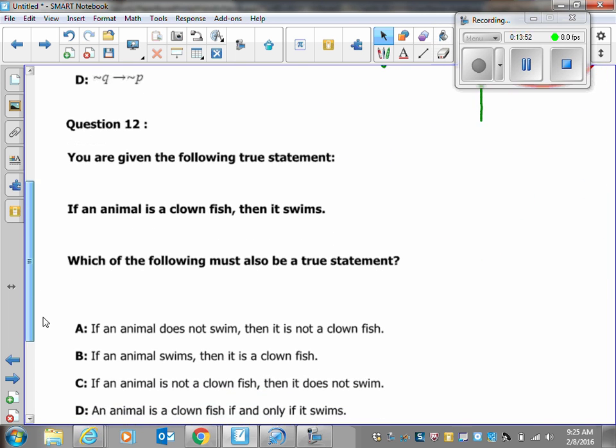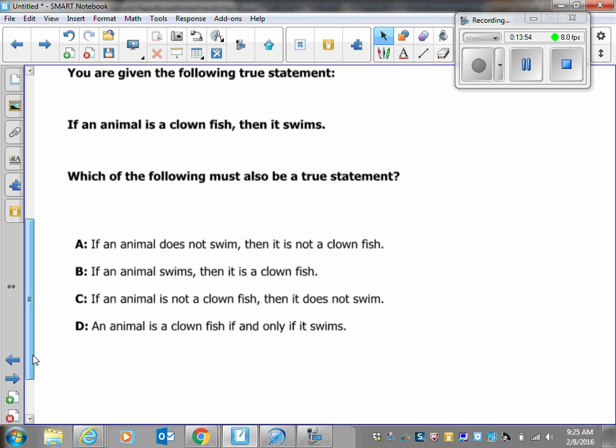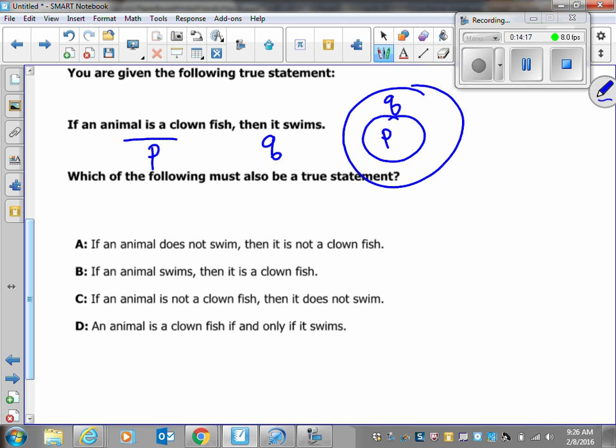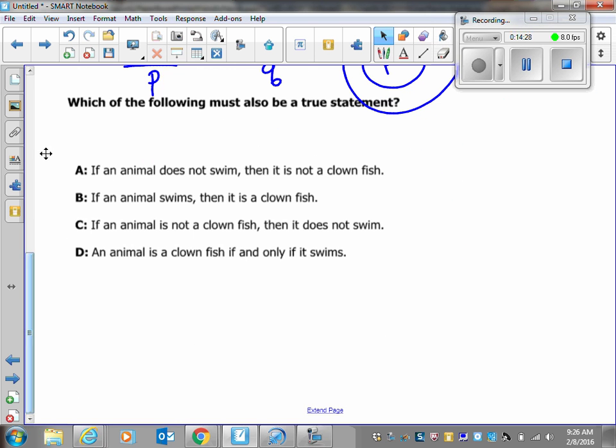All right, number 12. You are given the following true statement. If an animal is a clownfish, then it swims. Which of the following must be a true statement? So based on what they gave you, remember, if P, then Q, that means P goes inside the smaller circle, Q goes outside the smaller circle. So based on this, which one is going to be the same? So it's the same kind of problem as the one on top, which is number 11.